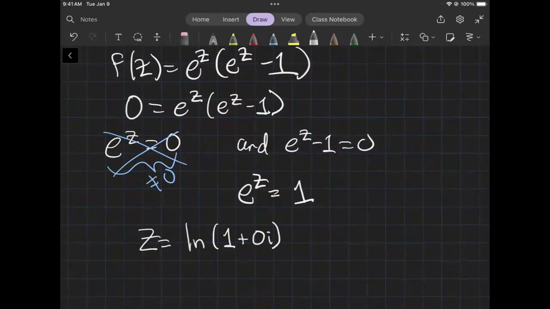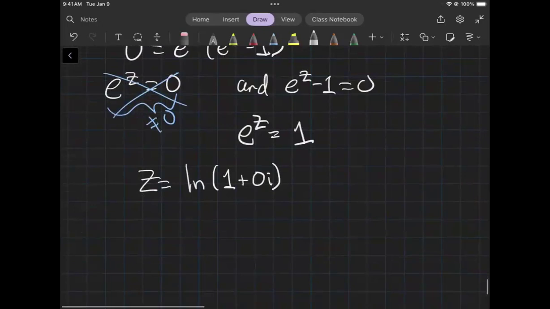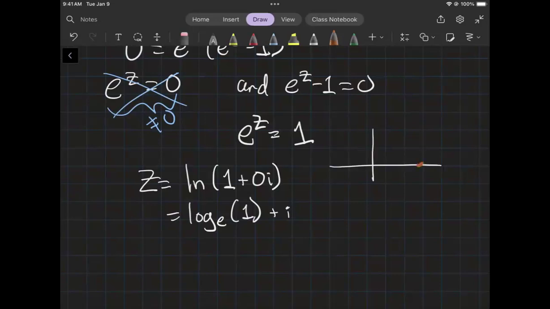So this would equal log base e of 1 plus i times the principal argument of 1 plus 0i. But for the roots for z, remember the argument can take on multiple values. When theta is 0, we'll have 1 plus 0i. If we rotate 2 pi radians clockwise, we'll also get an angle of 0.